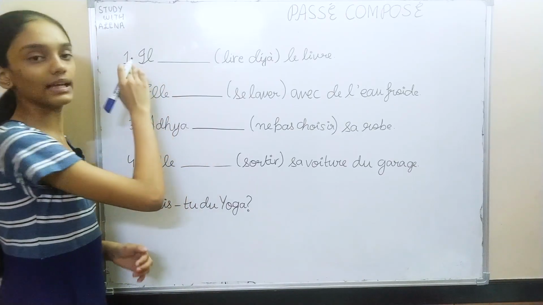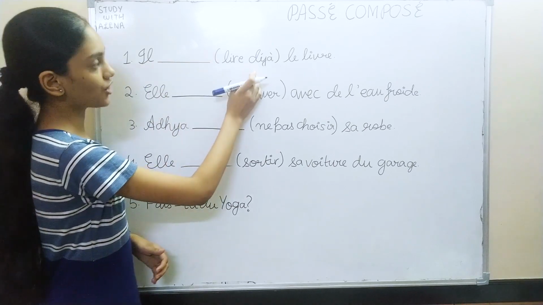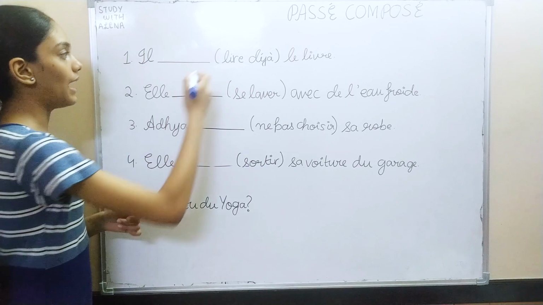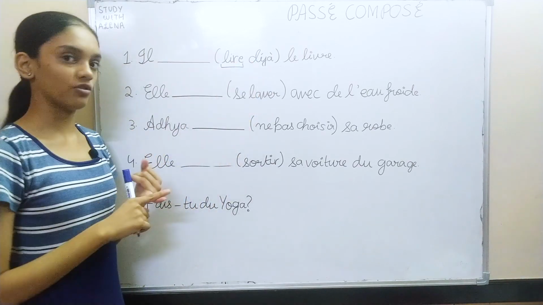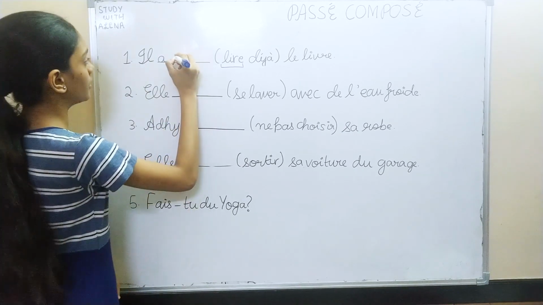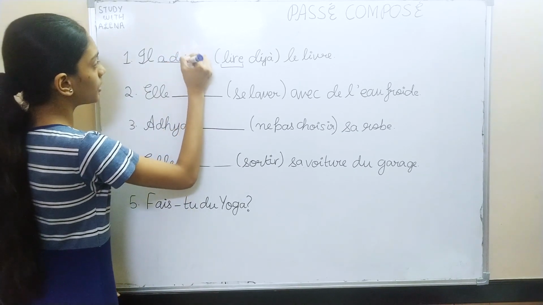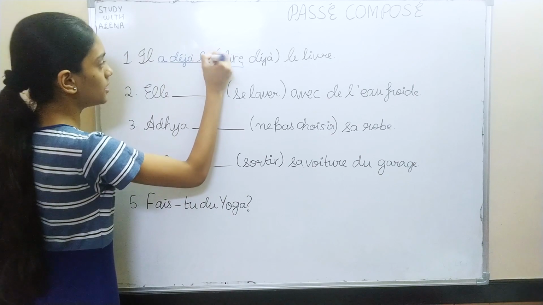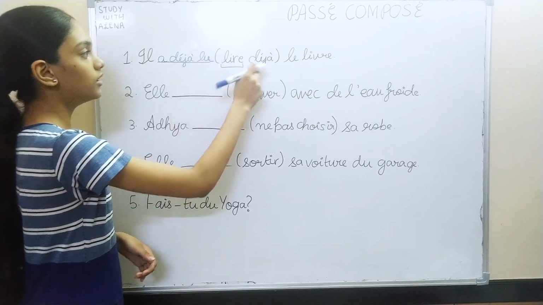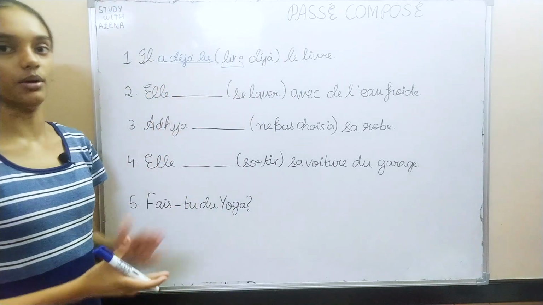First question says, il lit déjà le livre. Now we have an adverb over here and our verb is lire, which will be conjugated with avoir. So il a, then we will place déjà and then the past participle lu. Il a déjà lu le livre. He has already read the book.